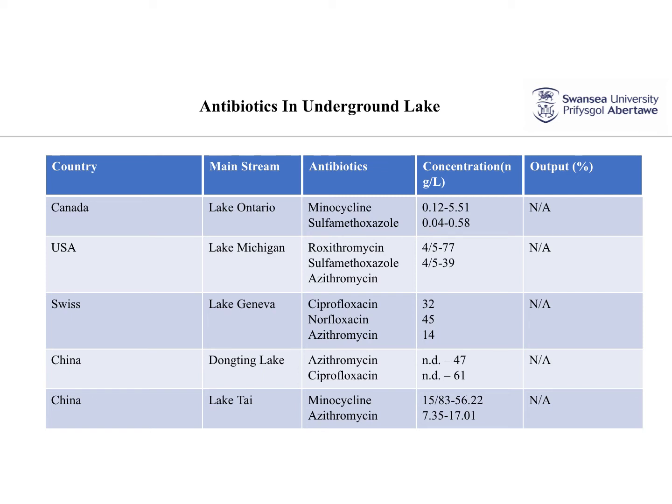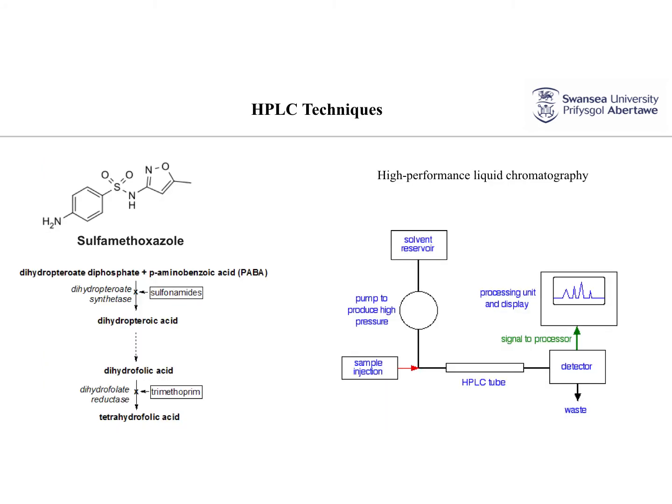There are many analytical techniques we can use, and the one I'm going to mention today is HPLC. High Performance Liquid Chromatography, HPLC, formerly referred to as High Pressure Liquid Chromatography, is a technique in analytical chemistry used to separate, identify, and quantify each component in a mixture.